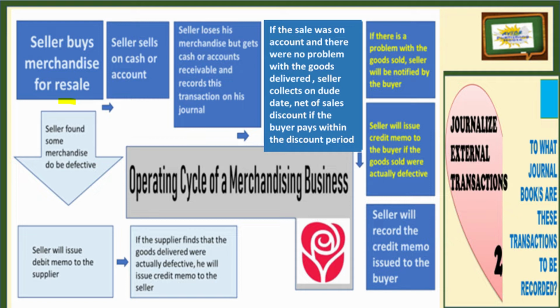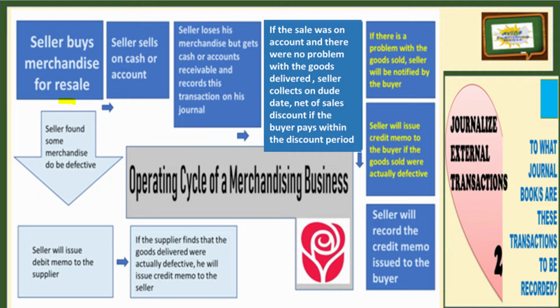So if the sale was on account and there were no problems with the goods delivered, the seller collects on due dates, net of sales discount if the buyer pays within the discount period. So there are three kinds of sales: sales for cash, sales on account with discount, and sales on account without discount.